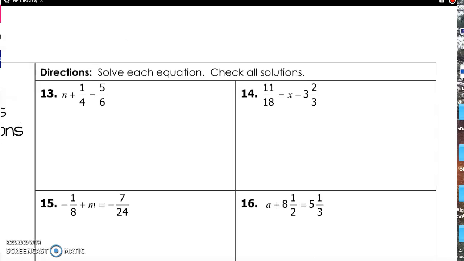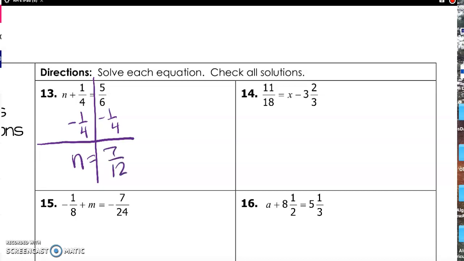So to get rid of plus 1/4, we need to minus 1/4 from both sides. Again, if that line helps you, then do that. So we have n equals, you need to do 5/6 minus 1/4. And that leaves us 7/12. So 7/12 is your answer for n. Again, to check, you would do 7/12 plus 1/4 and make sure it does give you 5/6, and it does.